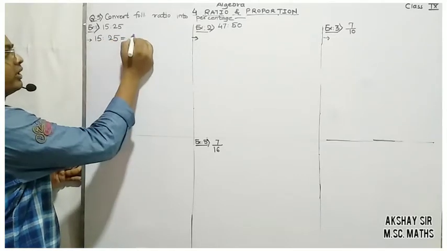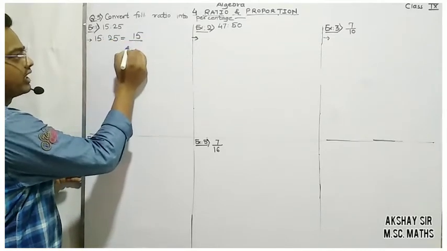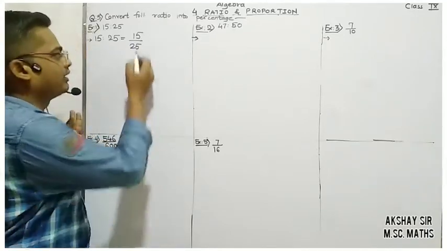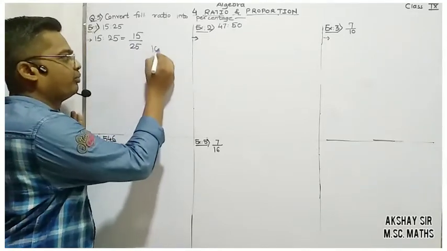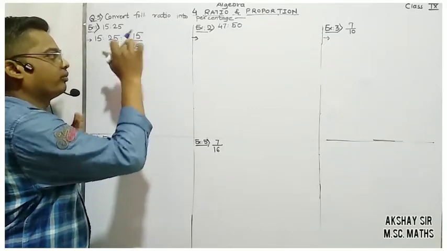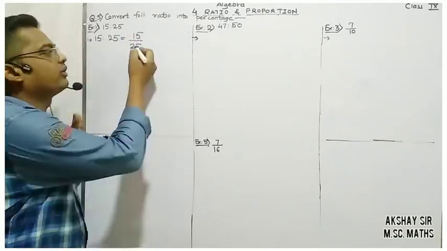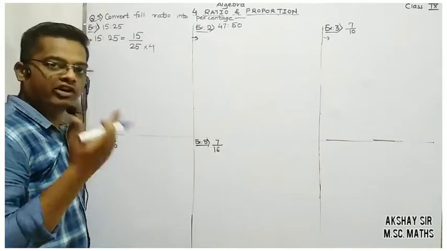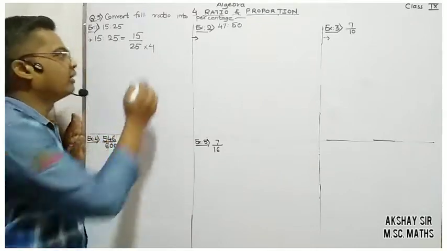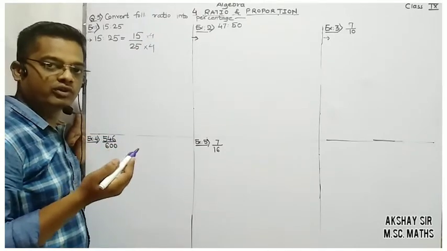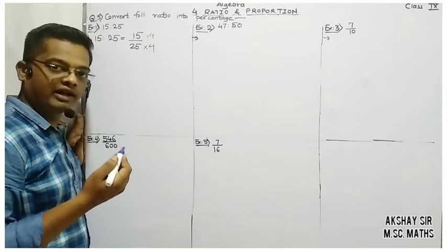First of all, convert it into fraction form or rational form, 15/25. Now we have to convert it into a percentage, that means the denominator should be 100. So we have two ways to get 100. One, multiply 25 by 4; by observation we know 25 into 4 is 100. At the same time we multiply the numerator also by 4, so 15 into 4 is 60, that means 60 upon 100, that is 60%.